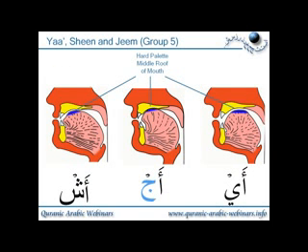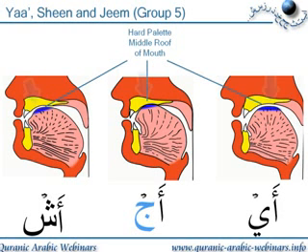Next we have group 5. So this is where the middle portion of your tongue is touching the hard palate at the roof of your mouth, slightly in the middle of the roof of your mouth and moving slightly forward beyond the middle of the roof of your mouth as well. So we'll start with the first one, and with the ya you get a special type of sound.